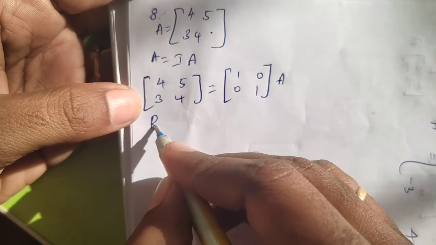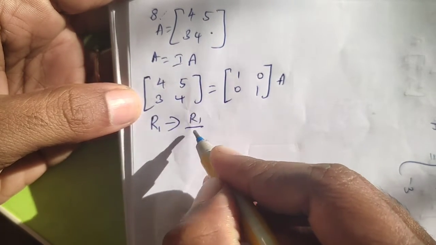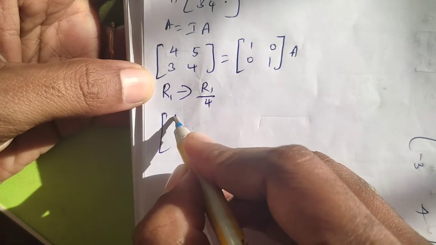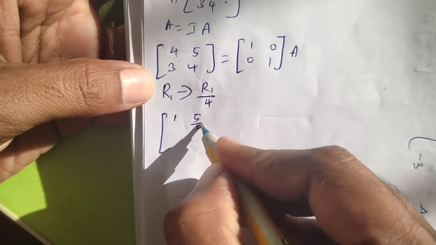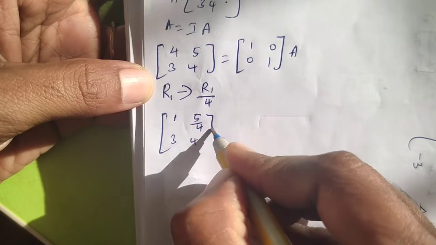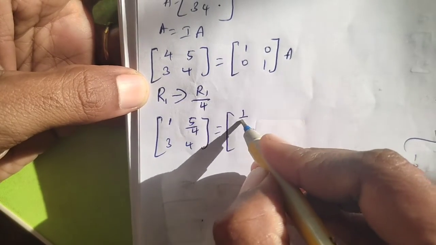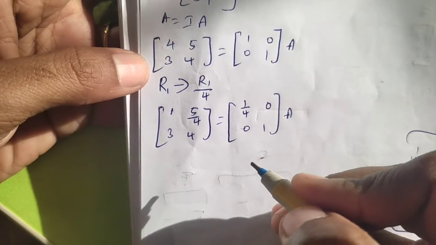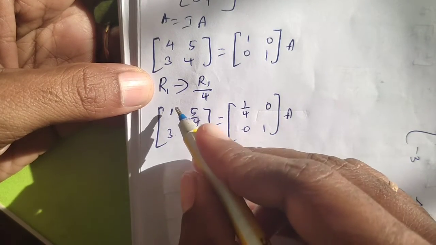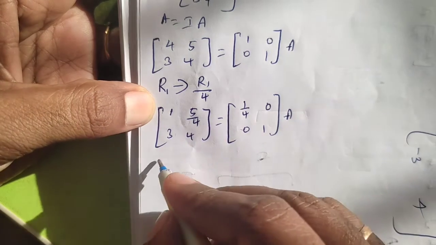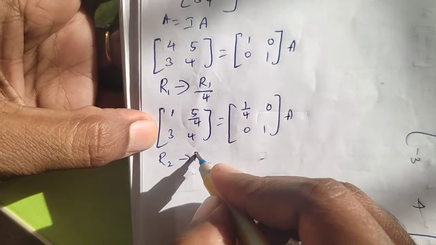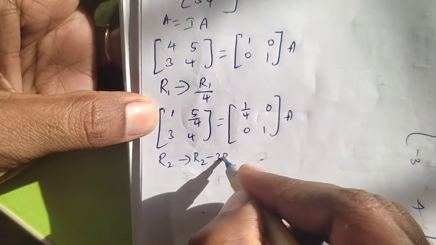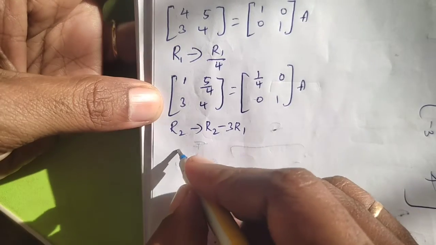So I'll make it by just dividing R1 by 4. So what happens? 4 by 4 is 1, 5 by 4, 3, 4. Here 1 by 4, 0, 0, 1 into A. Next step is we should make this element 0 with the help of R1. So R2 tends to R2 minus 3 into R1. What happens?